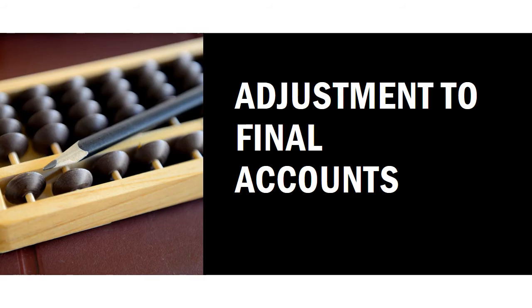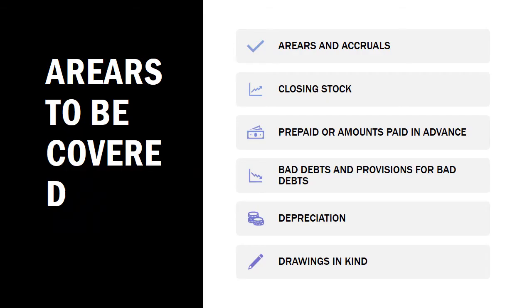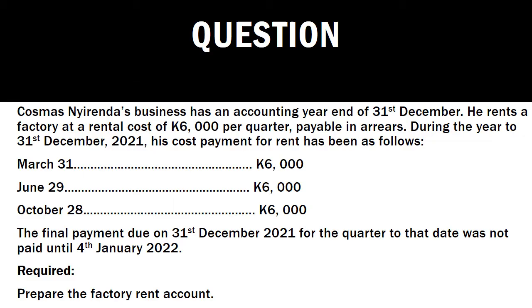Now, what are these adjustments that we are looking at? The adjustments under consideration are the arrears and accruals, both expenses and incomes, the closing stocks, prepaid or amounts paid in advance, bad debts and provisions for bad debts, depreciation, and also drawings in kind. These are the ones that will form part of our lessons under adjustments to final accounts.